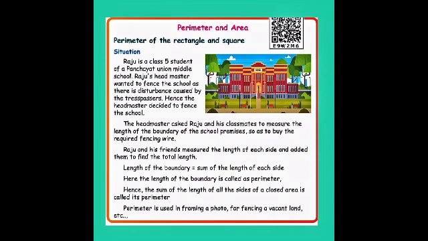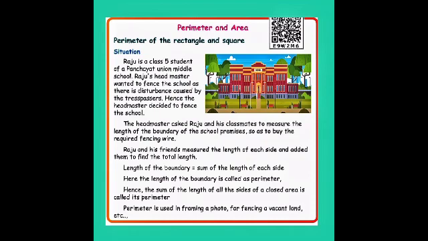Raju and his friends measured the length of each side and added them to find the total. The length of the boundary is equal to the sum of the length of each side. From the above example, we understood what is meant by perimeter. Perimeter means length of all the boundaries. If you are calculating all the boundaries' length, you will get a perimeter. That is called the sum of the length of each side.